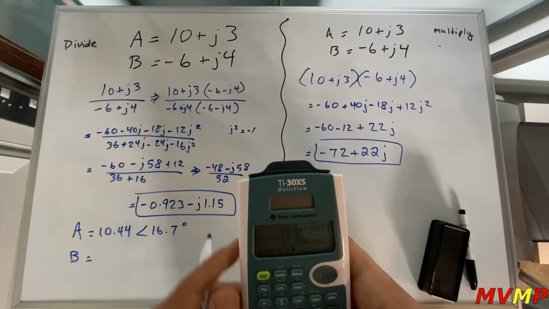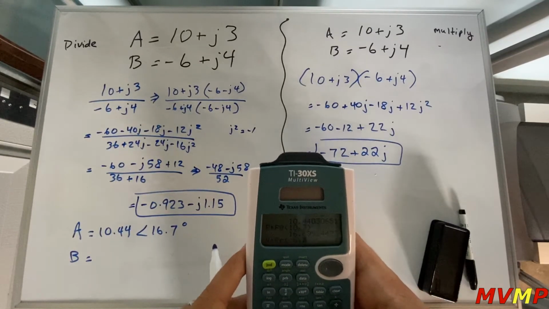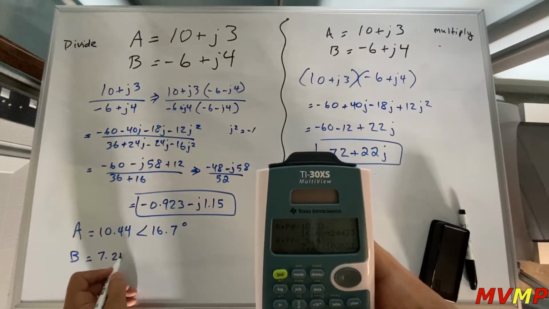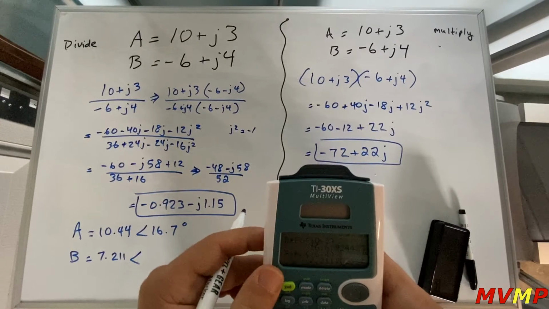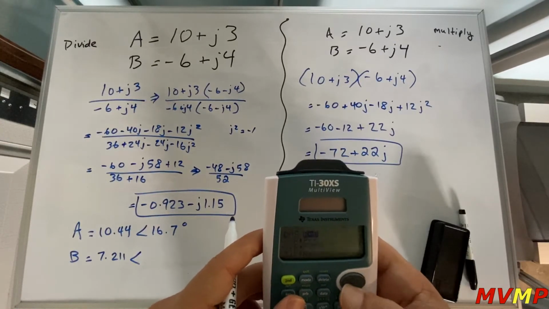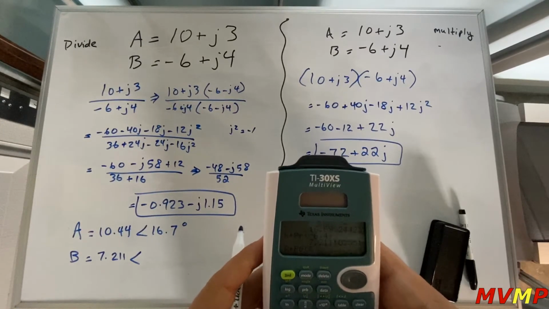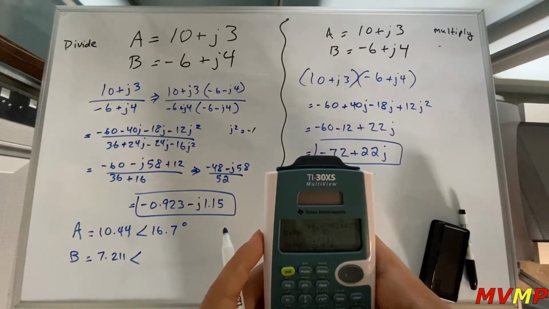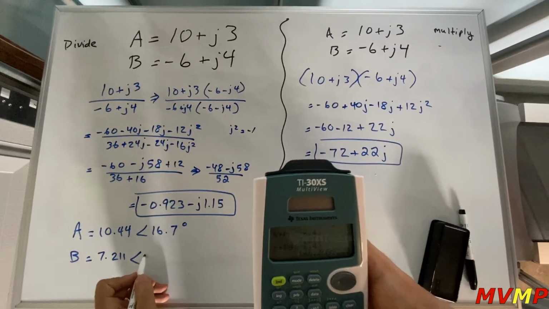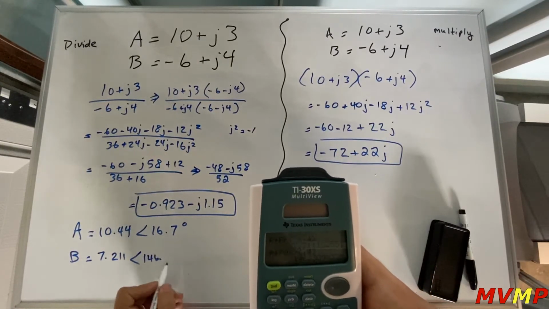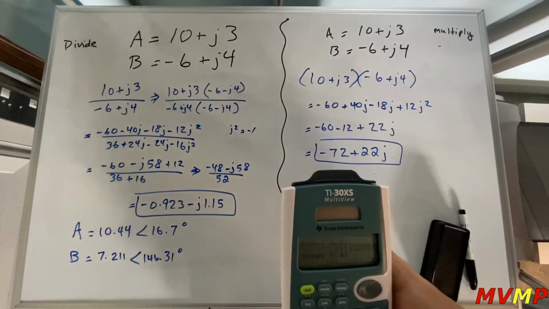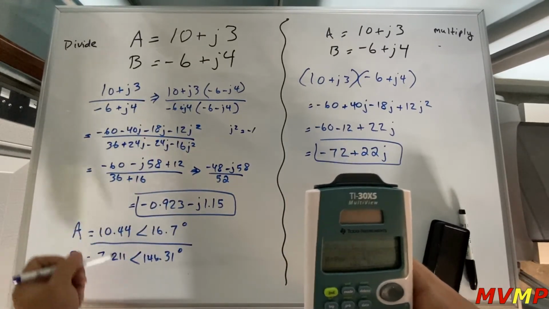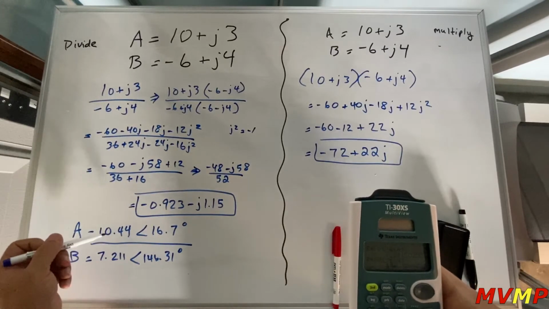We do the same for B. First one, we have minus 6, comma, and a 4. So we have 7.211 angle. And then we move to the second option. So we put in minus 6, comma, 4 again, and we have 146.31 degrees.